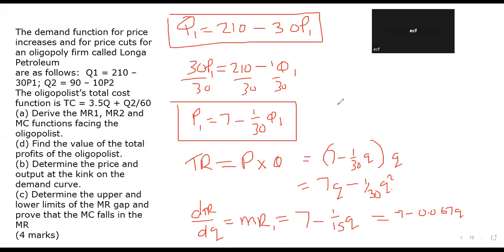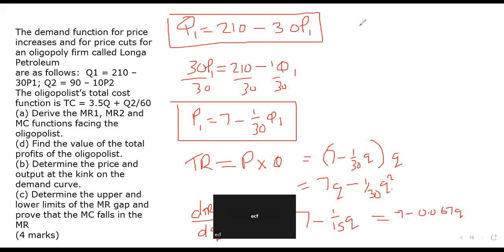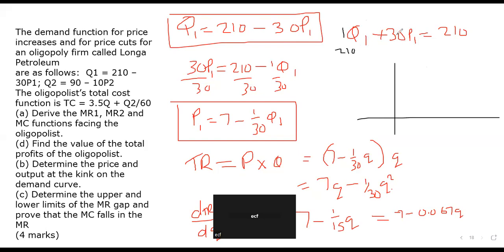Then how do we sketch the demand function for firm 1? I told you that you put the letters on one side: Q1 plus 30 P1 is equal to 210. So to sketch, we just use the intercepts. Where is it cutting? 1 into 210 is 210. What number is there? 30. 30 into 210 is 7. Price and quantity. So it will cut the price at 7 and the quantity at 210. So that is how we sketch it.